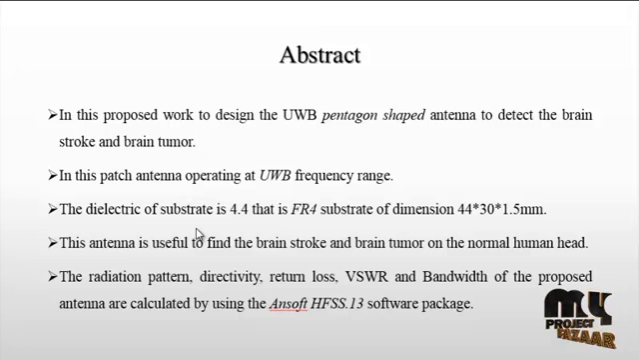This antenna is useful to find brain stroke and brain tumor on a normal human head, so it is easy to find out whether a particular person has a stroke or tumor. It is designed using the HFSS software, and finally we analyze the radiation pattern, directivity, return loss, VSWR and bandwidth of the proposed antenna using the HFSS software package. HFSS is the High Frequency Structure Simulator. All the design must be implemented in HFSS.